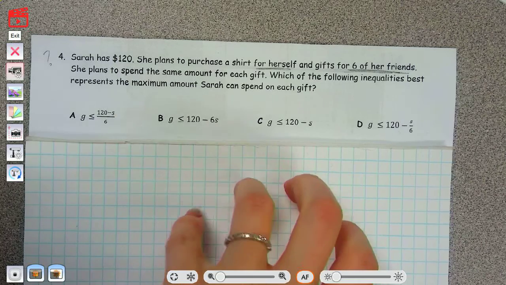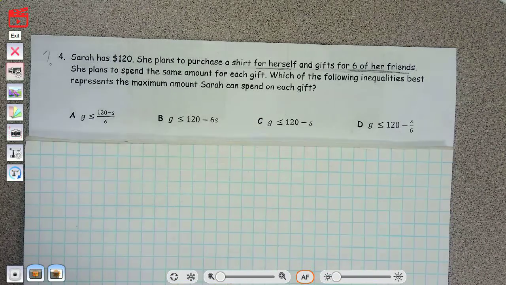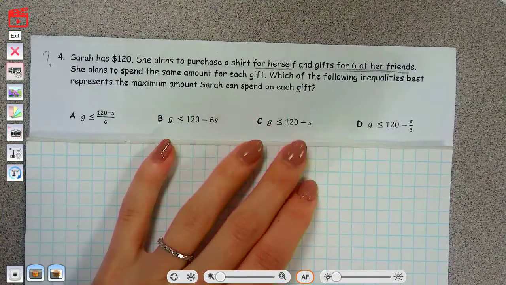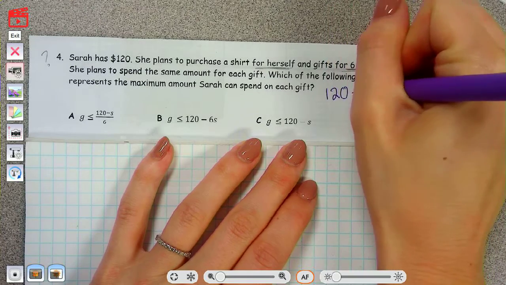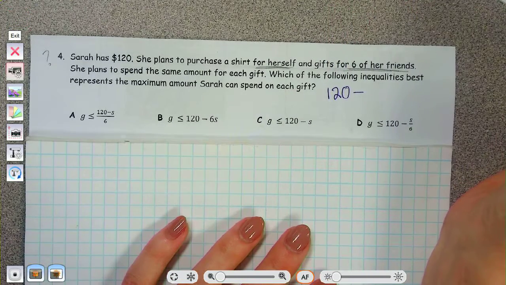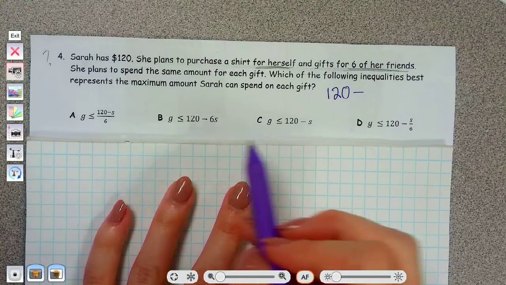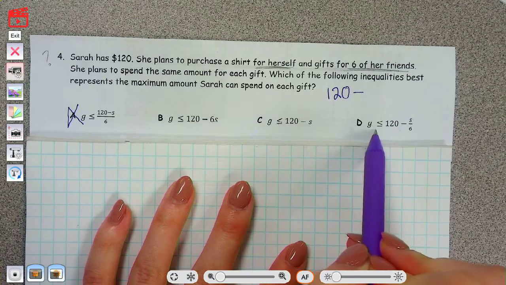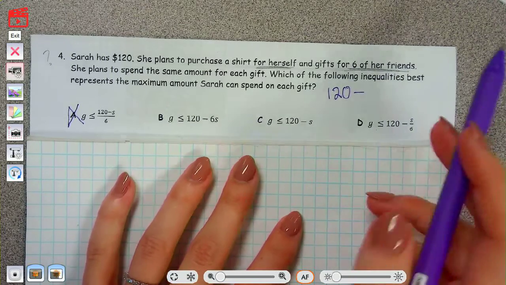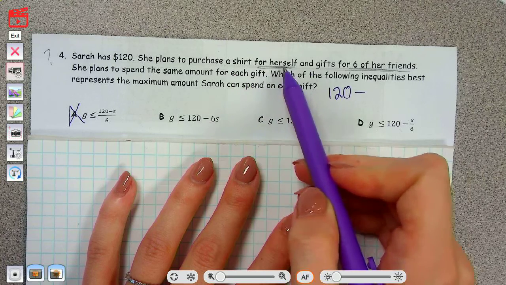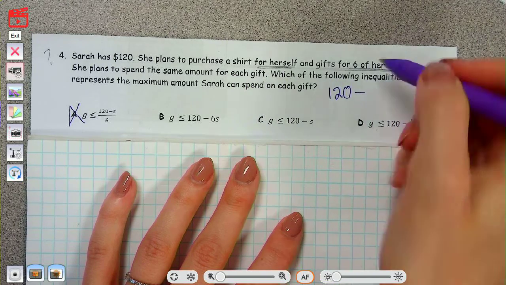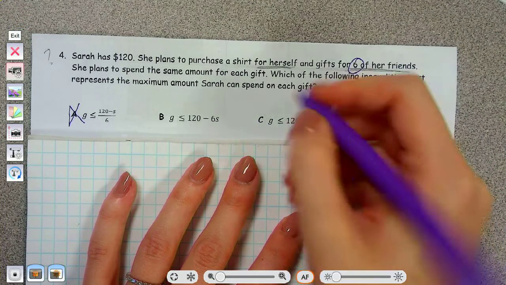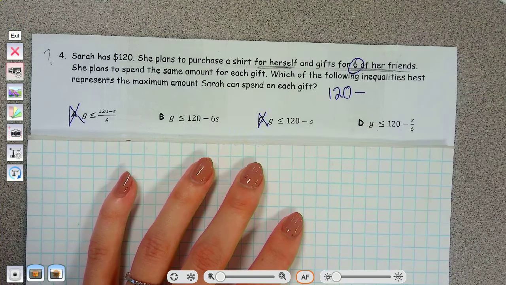So, first things first, she's going to have $120 and then money is going to be taken away from that. So it's going to be $120 minus something. Okay? So, which one does not say 120 minus? So it's not going to be A. They all have less than or equal to. Okay. Then it says, purchase a shirt for herself and gifts for 6 of her friends. So we know we're going to have 6 in our equation. All right. Which one? Well, hello. This one does not have 6.